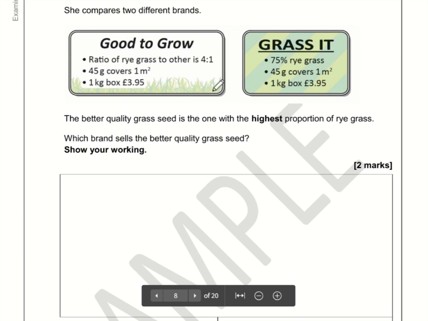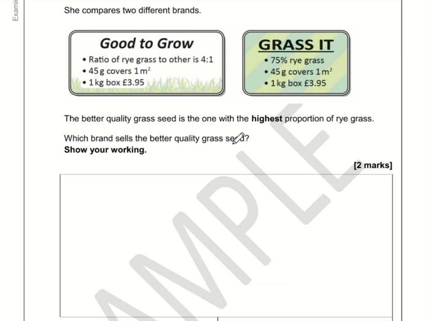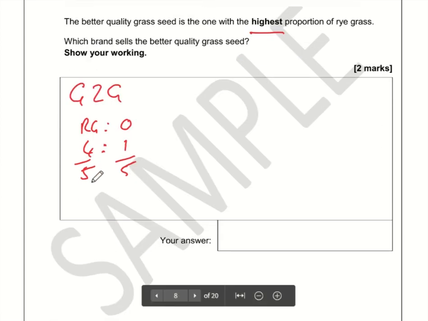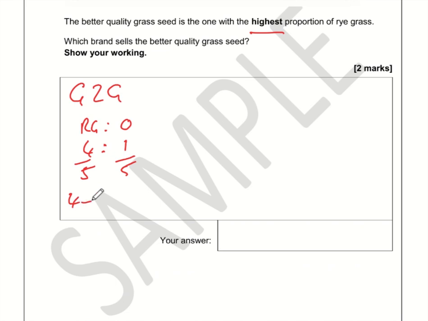Okay, so the better quality grass seed is the one with the highest proportion of ryegrass. Now in Good to Grow, ryegrass to other is 4 to 1. So that means 4/5 is ryegrass and 1/5 is other. We're dealing with fifths because 4 plus 1 is 5. So what I would do is turn 4/5 into a percentage, top divided by bottom times 100. So that is 80% ryegrass.